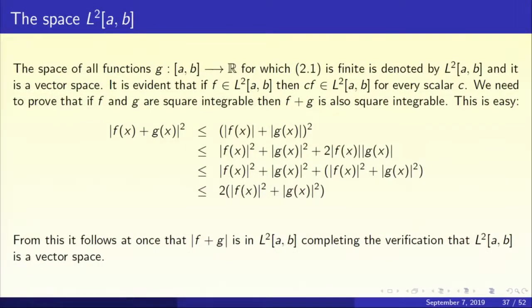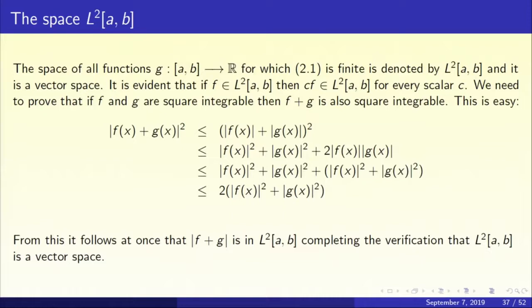What we need to prove is that if f and g are square integrable, then f plus g is also square integrable. Let us quickly run through the proof of this. Mod f(x) plus g(x) squared is less than or equal to mod f(x) plus mod g(x) the whole squared by triangle inequality. Let us expand it. Less than or equal to mod f(x) squared plus mod g(x) squared plus twice mod f(x) into mod g(x). Now use the fact that 2ab is less than or equal to a squared plus b squared, and you immediately get that mod f(x) plus g(x) the whole squared is less than or equal to twice mod f(x) squared plus mod g(x) squared.